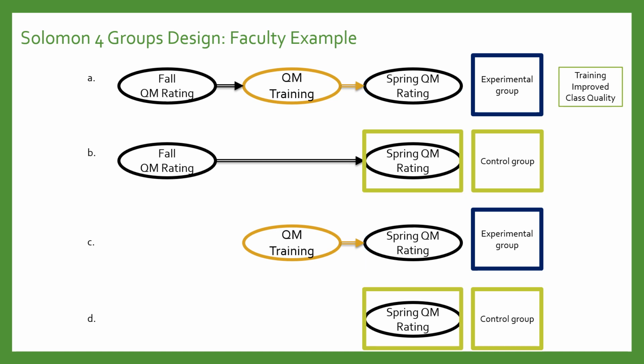If there's a large difference between the post-tests for group B and group D, the two control groups with no training, then it looks like the Quality Matters rubric feedback in the fall impacts Quality Matters feedback in the spring. Maybe the professors in group B saw and took the first round of feedback to heart and made improvements without the training. Maybe the evaluators gave more positive ratings to classes and professors that they already evaluated, right? So there's many reasons why that might happen.